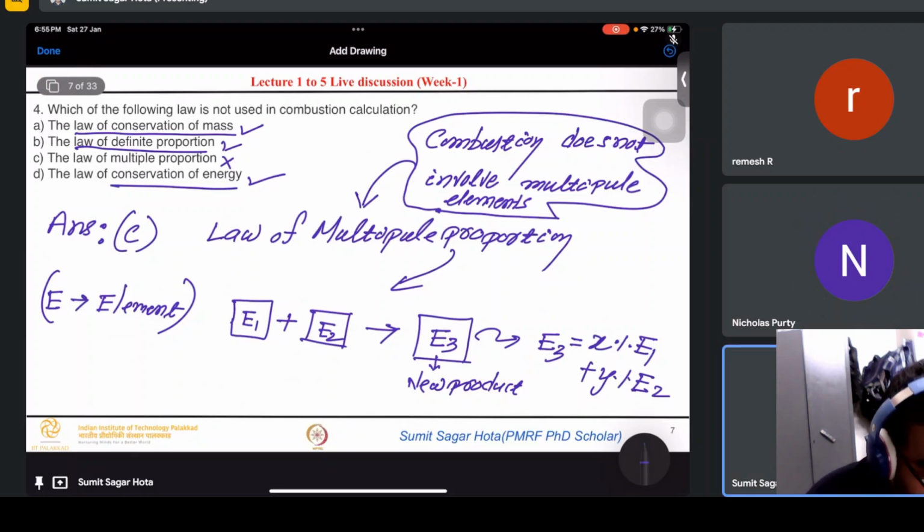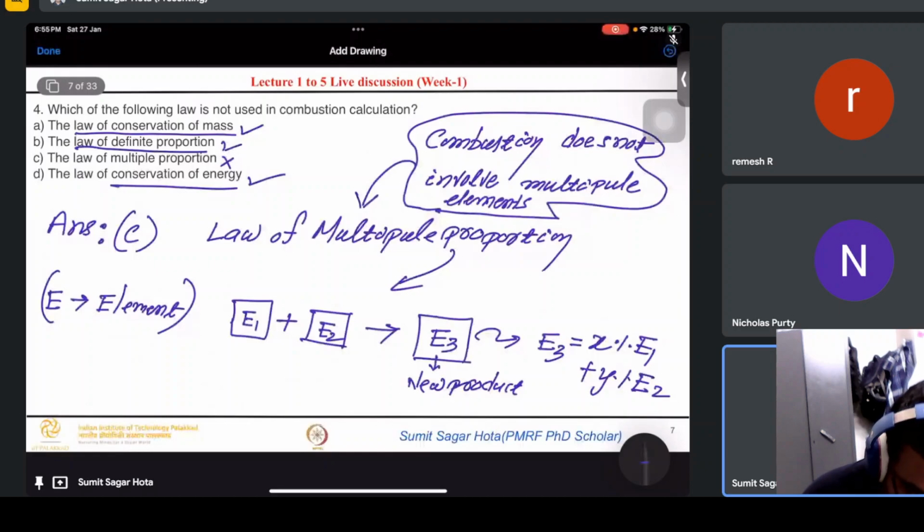Actually, here elements are not represented, it is species. For example, I am taking one methane reaction, methane plus air, then carbon dioxide and water vapor will come. Here, methane is not changing anywhere. I am just reacting the methane and getting the product.